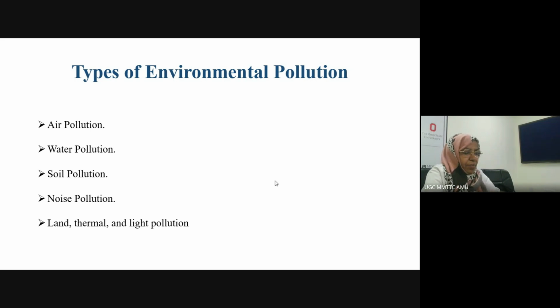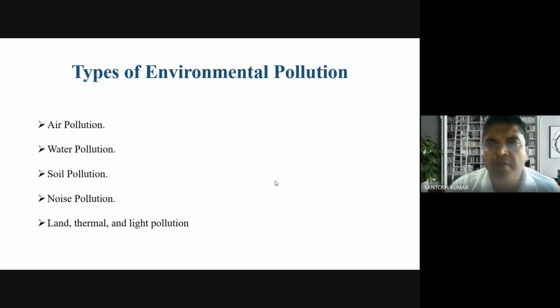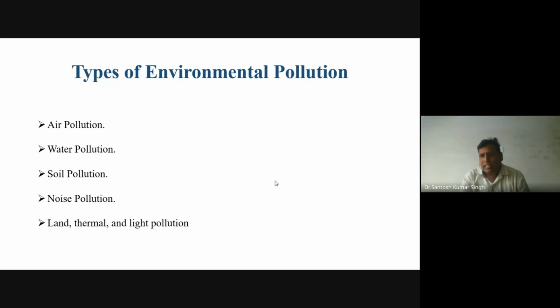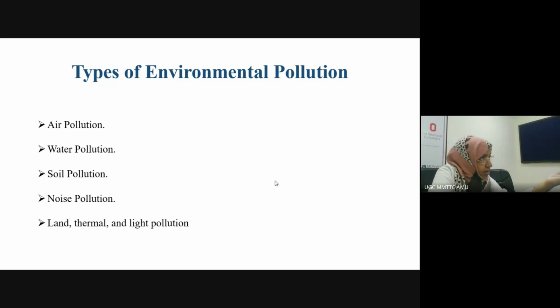So can anyone tell me what are the causes of all these environmental pollution? Main causes. What do you understand? Population explosion, ma'am. Human behavior, man-made activities. Urbanization, ma'am. Industrialization. One by one, slowly. Utilization of all resources. Human behavior and natural hazards, ma'am. Yes, absolutely, human behavior, you said it right.